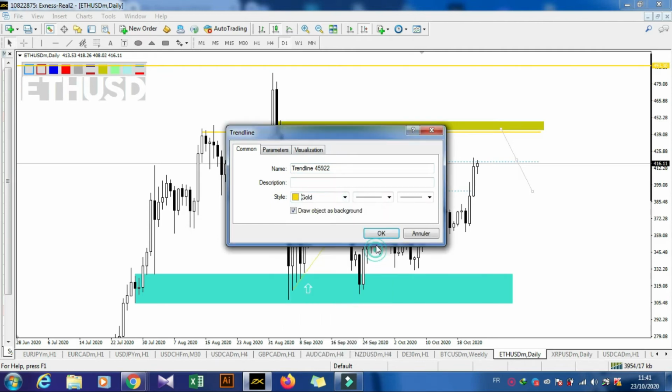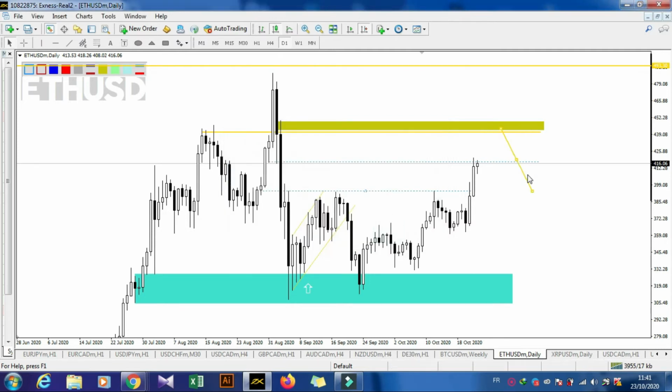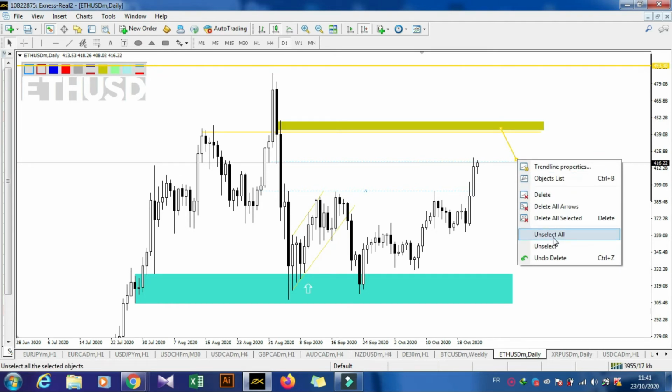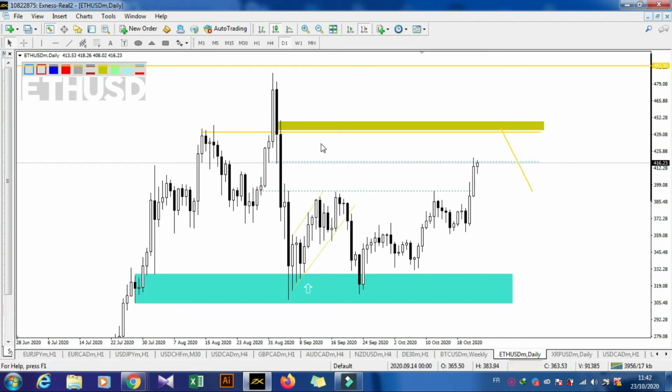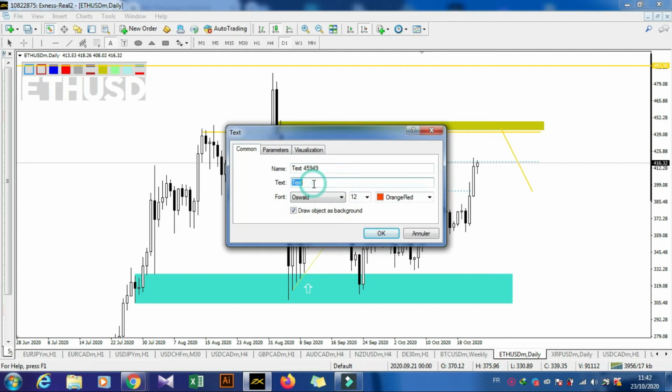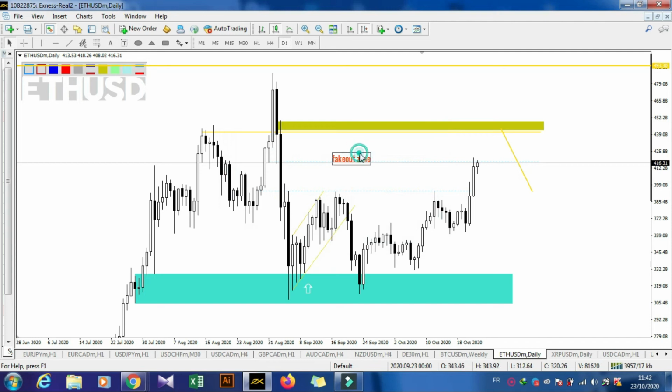This is our goal. Maybe this is the only goal that we seek. So this is the fake out zone. Let's make it clear. This is our fake out zone. This here is the prohibited trading area, as I call it. Okay, so this is Ethereum.